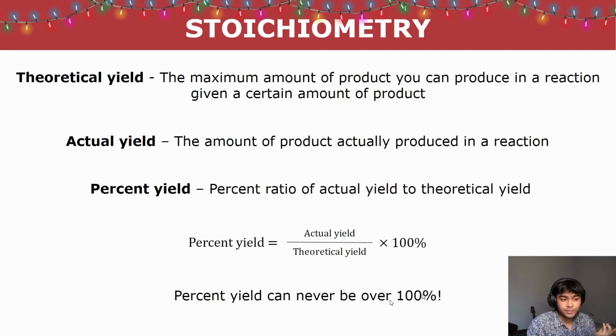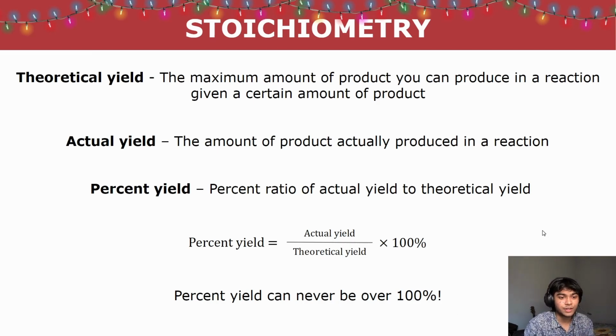Your percent yield can never be over 100% because theoretically, you can never have more than your theoretical yield. So be careful. If you have over 100%, you did something wrong. And in most settings, basically anywhere, you're not going to get 100%. It's essentially impossible. Something's going to go wrong. Some side reaction is going to happen. Something is going to happen that's going to prevent you from getting 100% yield.